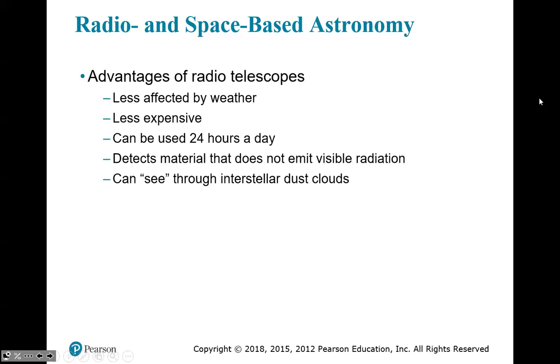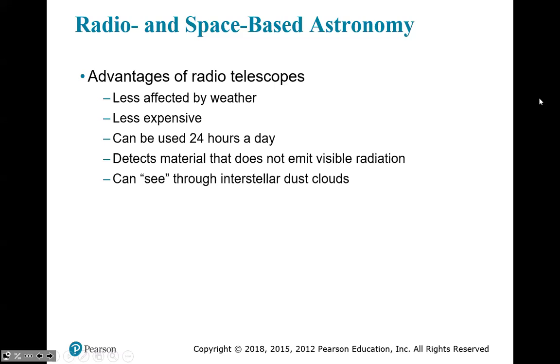But the sun doesn't pump out that much in the way of radio waves. So radio telescopes work just fine during the day. They're relatively less expensive. It's a lot cheaper to make a big dish out of wire mesh than it is to make an optically perfect mirror, tens of meters across. They can be used 24 hours a day.